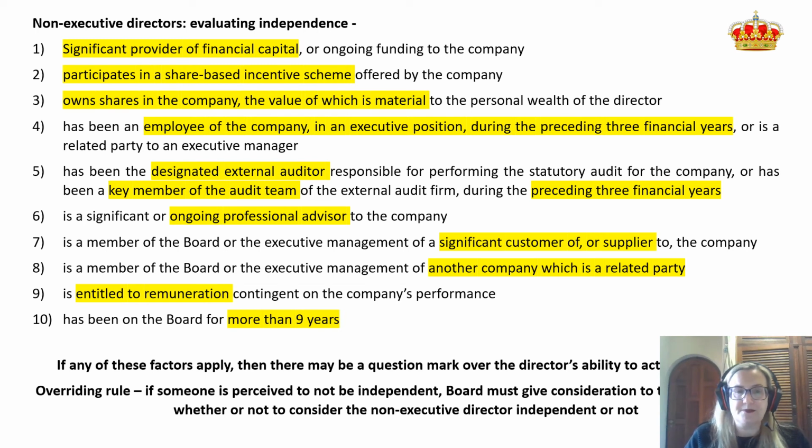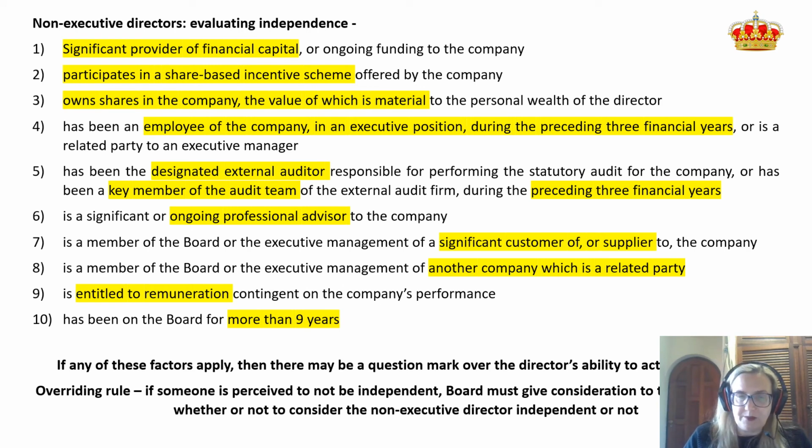considered independent. If there is any part of your performance in your job that you are remunerated in any way based on the company's performance. So if the company performs well, you get more money, then you would not be considered independent. If you've been on the board for more than 9 years, doesn't necessarily mean that you're not independent. It means that the board needs to consider your independence, because if you've been around for a while, then you may not really be objective any longer.